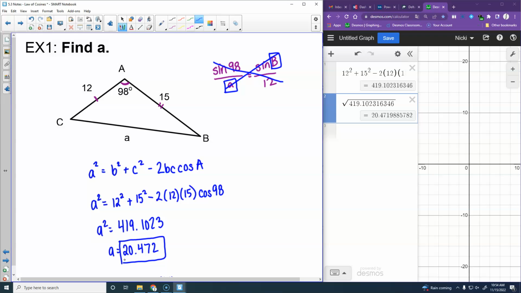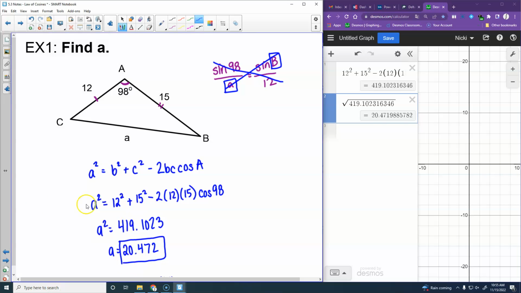Now, the formula looks more complicated for law of cosines, but I think they're easier to solve. Because for law of cosines, you will never have an ambiguous case. Law of cosines always has one single answer because you're either starting from side angle side, which defines one single triangle, or from all three sides, which also defines just one single triangle. You're not going to have an angle side side situation for this. So you should always get just one single answer, which makes these a little bit easier.